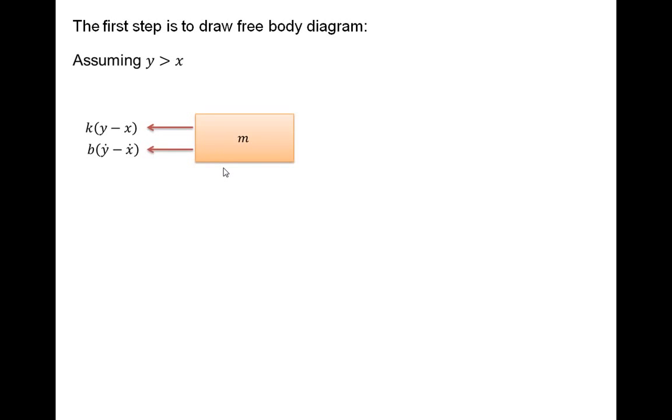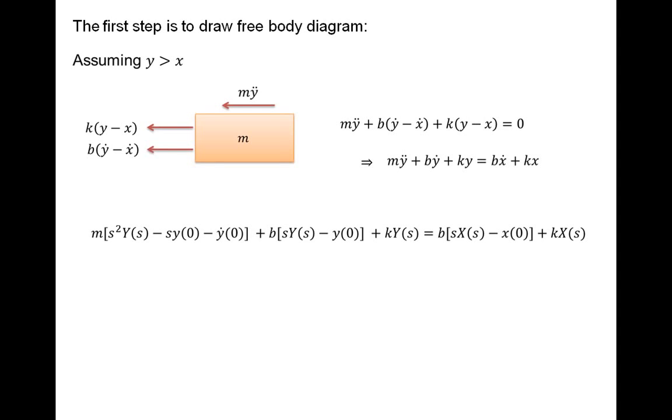I have one more component force, which is the inertial force. The inertial force is equal to m y double dot, because y is the global coordinate, or it is measured with respect to ground. So by adding these forces together, I will have the mathematical model of this system as m y double dot plus b(y dot minus x dot) plus k(y minus x). I reshape this mathematical model as m y double dot plus b y dot plus k y equal to b x dot plus k x.